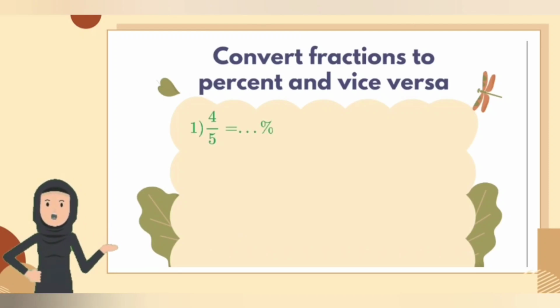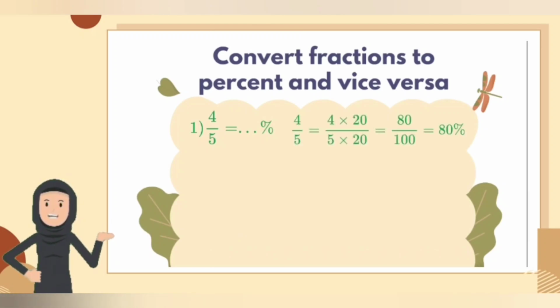Number 1. 4/5. How much percent? 4/5 multiplied by 20 over 20. 4 times 20 is 80. 5 times 20 is 100. So the answer is 80%.